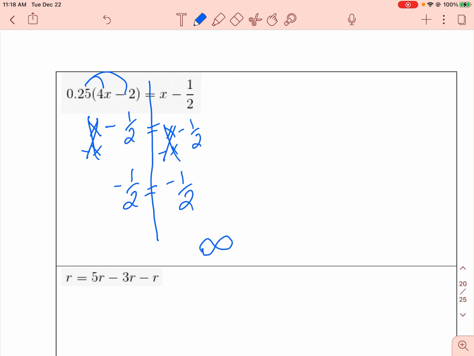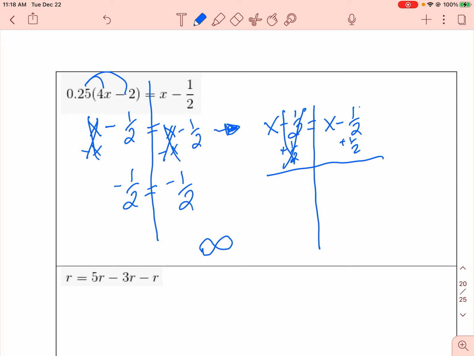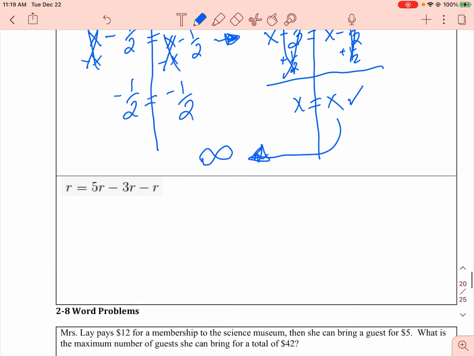Now, I am going to show you a different way over here. Let's say you chose to move the 1/2 instead of the x, instead of the variable. That's perfectly fine. Okay, these cancel, and we're left with x equals x. Does x equal x? Yes. Therefore, infinitely many solutions.